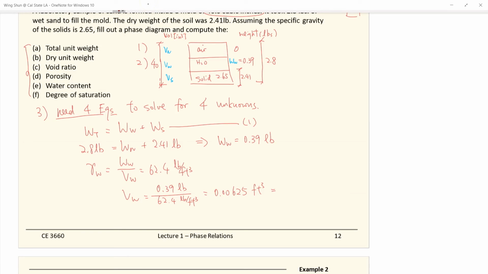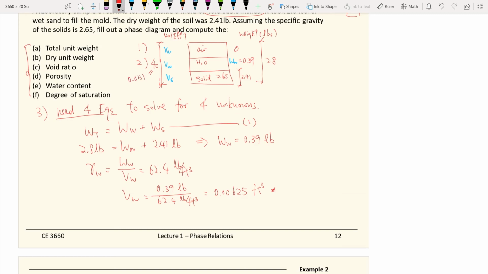Or we can state everything in feet, but like we changed our units into feet at the beginning. That will make our life much easier. So 40 cubic inch will be equal to 0.0231 cubic feet. So we've also found out the volume of the water, and this is equation 2 that we use.